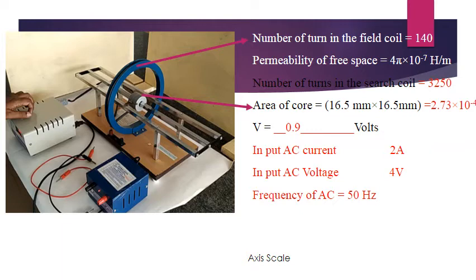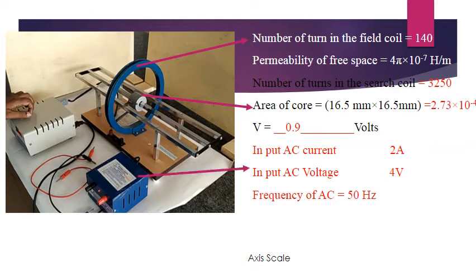The search coil exists in a certain core whose area is 16.6 millimeter into 16.6 millimeter, which is of the order of 2.73 into 10 raised to power minus 4 meter square. This is the area of the core of the search coil. Whenever the search coil is at the center, the EMF generated because of the magnetic field will be equal to 0.9 volts.